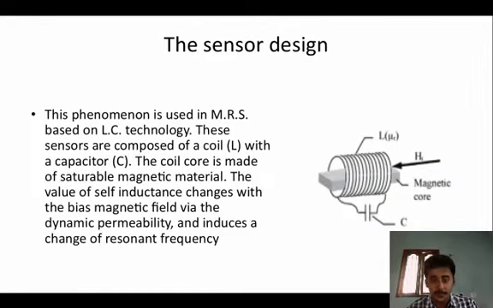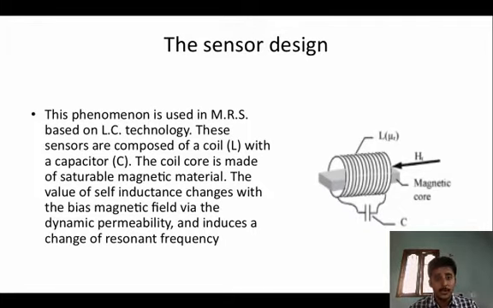Then the design of the sensor. How do we design the magnetic resonance sensor? It's very simple. It's a basic LC circuit, an LC resonance circuit. By changing the bias magnetic field, we change the self-inductance of the coil. Hence, we can adjust the resonant frequency of operation.